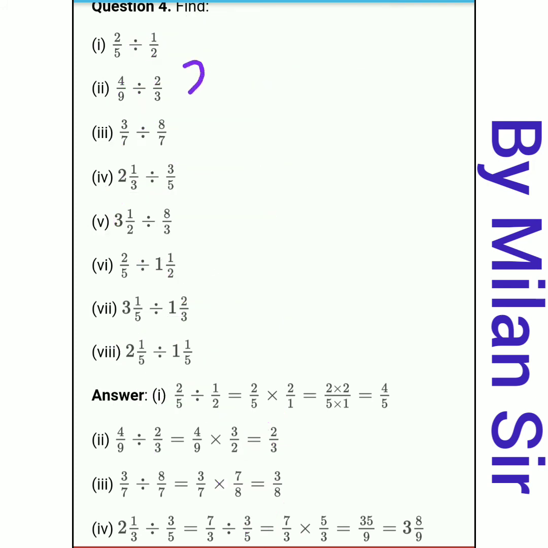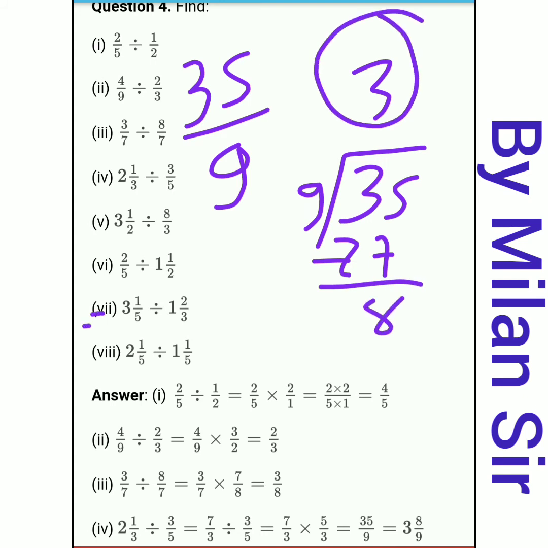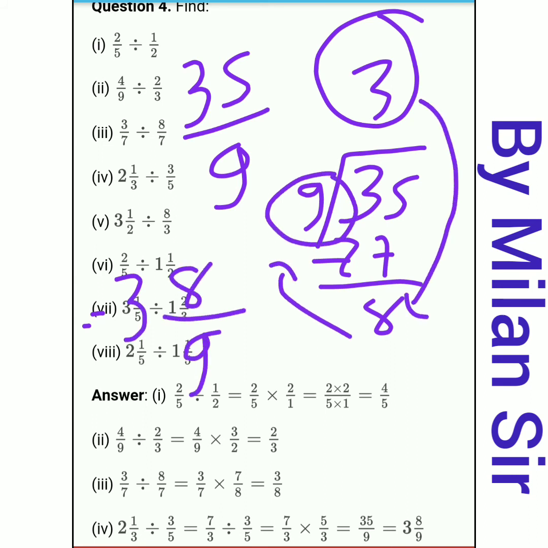Now 35 divided by 9 is an improper fraction because the numerator is greater than the denominator. So we can convert it into a mixed fraction, right? 35 divided by 9: 9 3s are 27, and remainder 8. So our answer is 3 integer, then this remainder 8 divided by 9. 3 integer 8 by 9. We need to write it in clockwise direction, and we need to start from our answer 3. 3 integer 8 by 9.